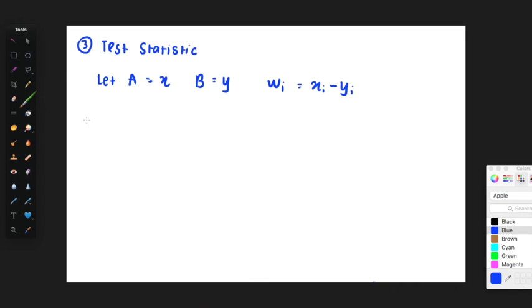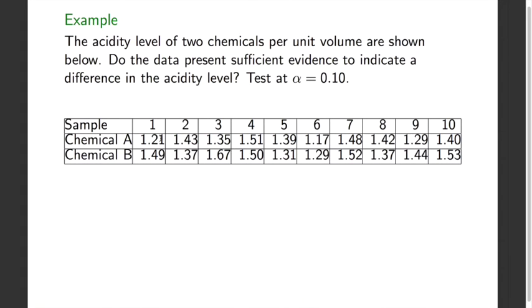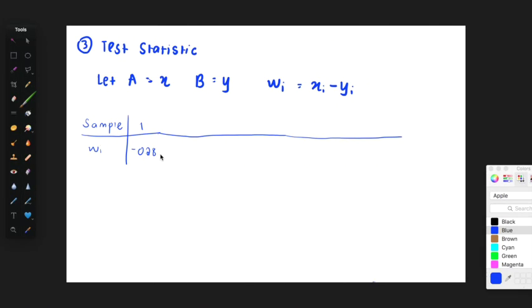Okay, so we have our sample, and we're going to calculate the differences WI for each of those samples. So 1 up until 10. So the first difference will be negative 0,28. So it's x minus y. So it's going to be 1,20 minus 1,49 to give me that 0,28. So I can do it for all the other samples.